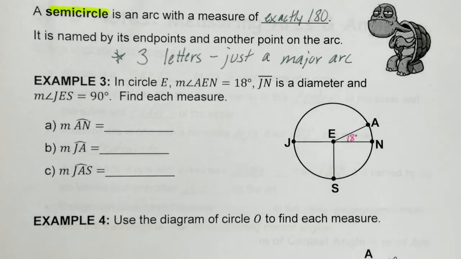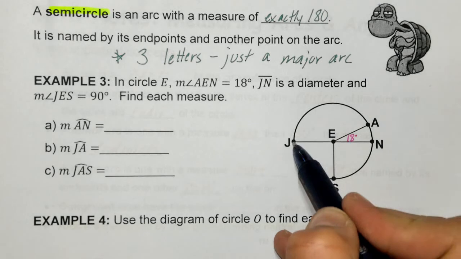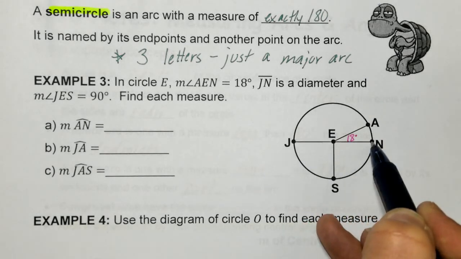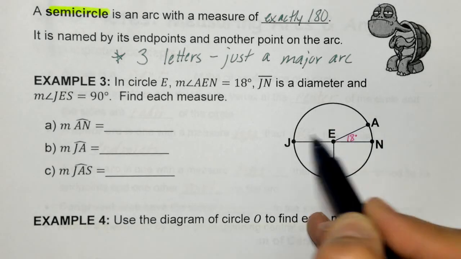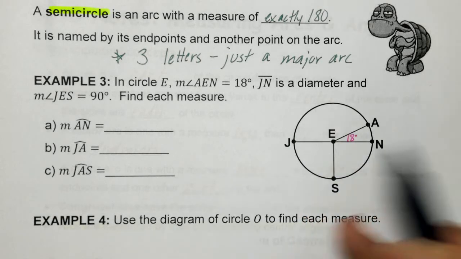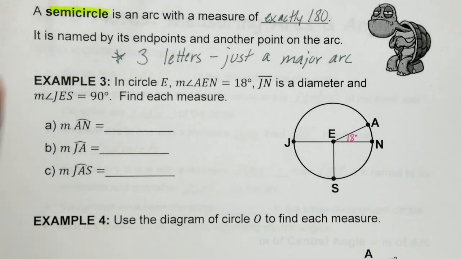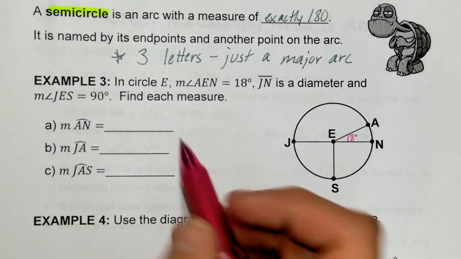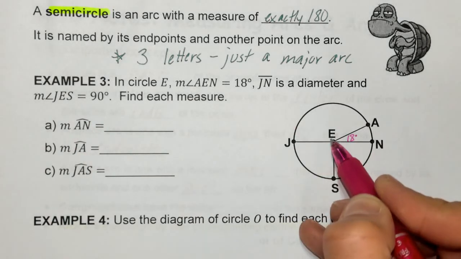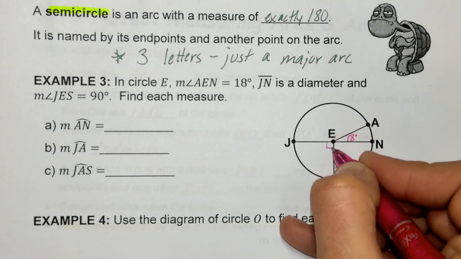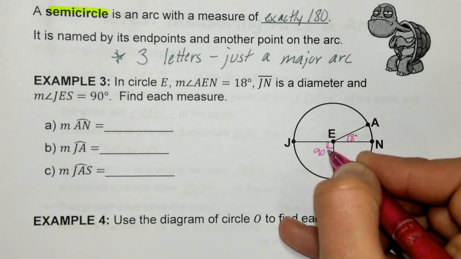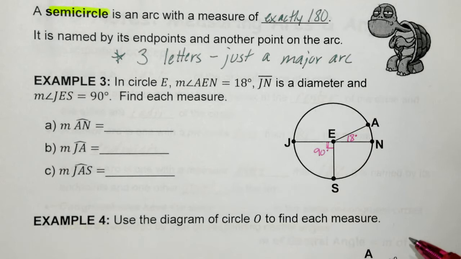JN is going to be our diameter. Okay, so segment JN is a diameter. It is cutting the circle into two congruent parts, the top that we have on this one and the bottom. Okay, cut it directly in half. And then we're also told that the measure of angle JES is going to be 90 degrees. Let's find each measure.